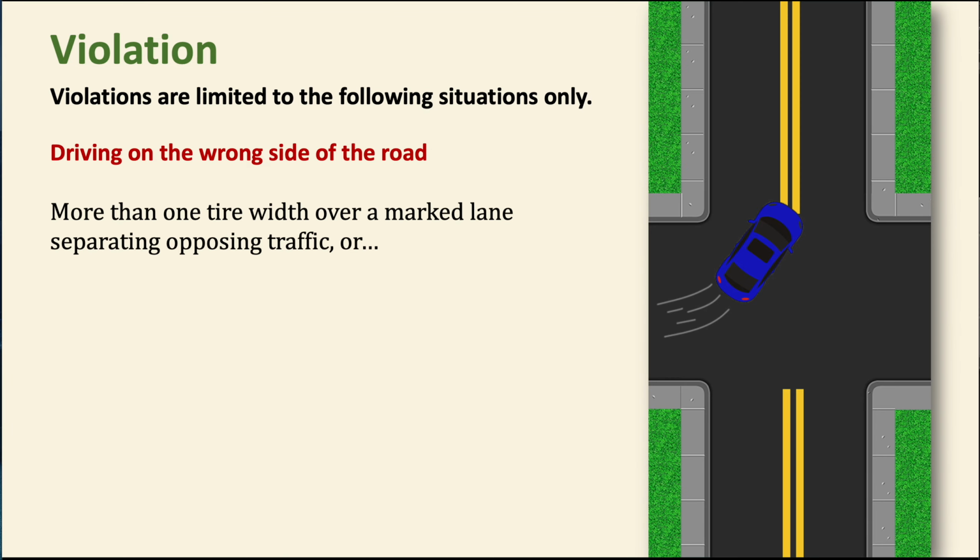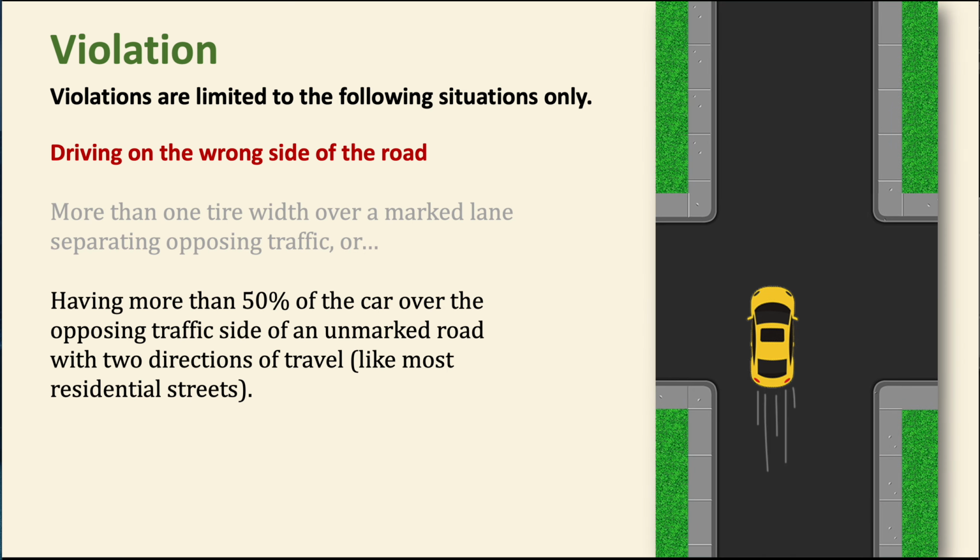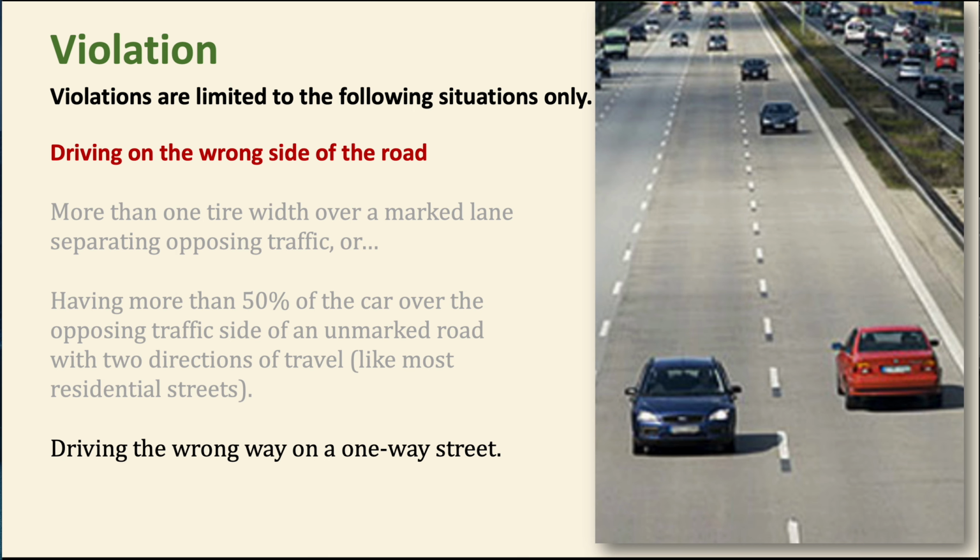Next up, driving on the wrong side of the road. That means more than one tire width over a marked lane, right? So that's more than one tire width on the wrong side of the road, or having more than half the car over the opposing traffic side of an unmarked road with 2 directions of travel. So most neighborhood streets are like this. If they're driving right down the middle of the road, there's a penalty for that under lane travel, RT, not keeping to the right. But if they're driving mostly on the other side of the road, that's a violation, driving on the wrong side of the road. Also, driving the wrong way on a one-way street.